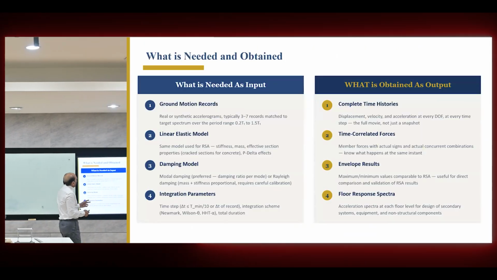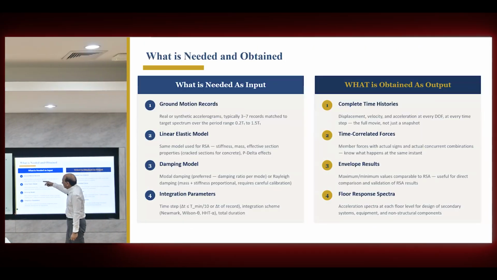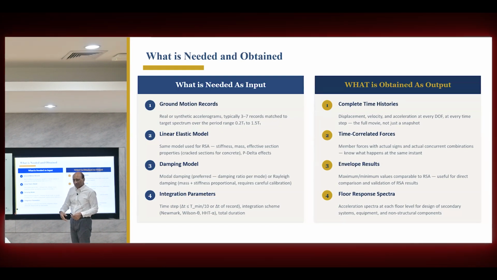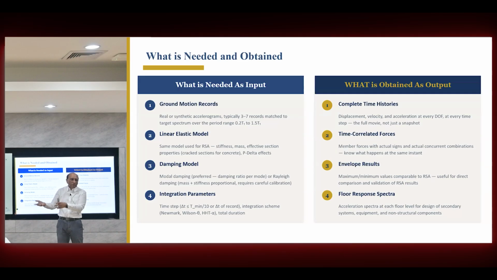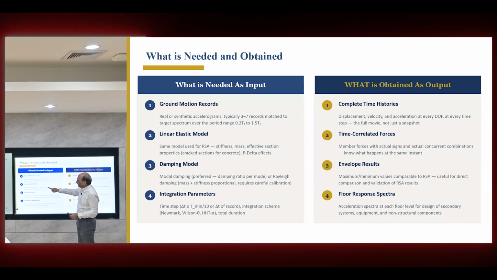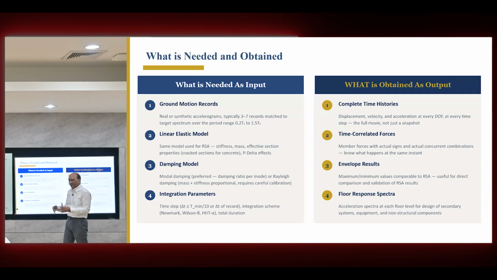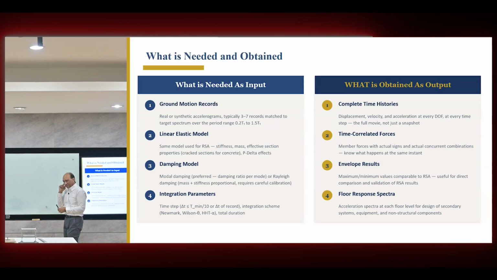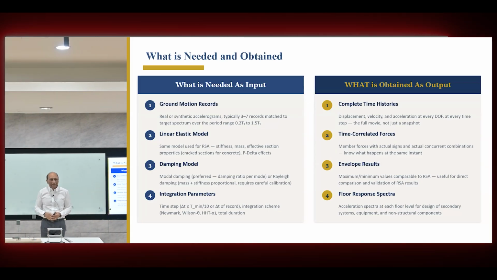So what is needed as input? Ground motion records, real or synthetic. Like I said, real means from actual, previous records, or synthetic. People can also generate them, so it's both ways. You have a ground motion, you scale it to the response spectrum, or for a response spectrum, you generate a synthetic one. Tools are available. Linear elastic model, the damping model is the same. Integration parameters, you specify how you want to integrate. There are methods in ETABS we can choose later. So basically you integrate the whole equation, the ground motion equation, to the actual structure and get the real results.